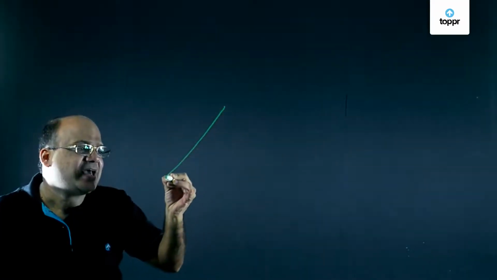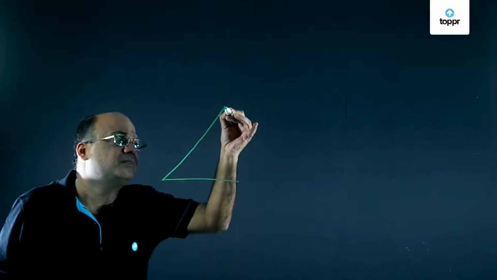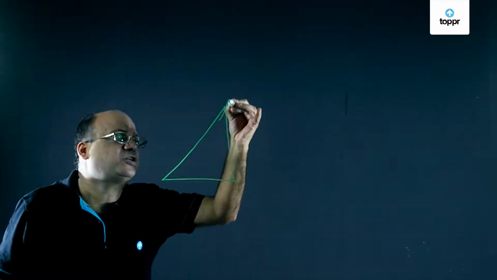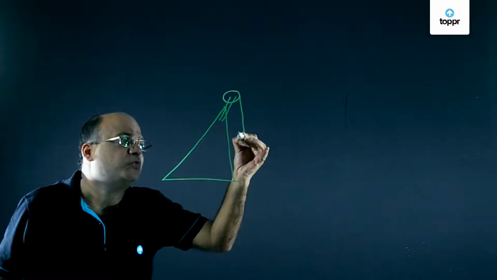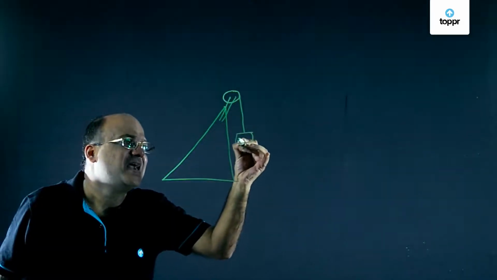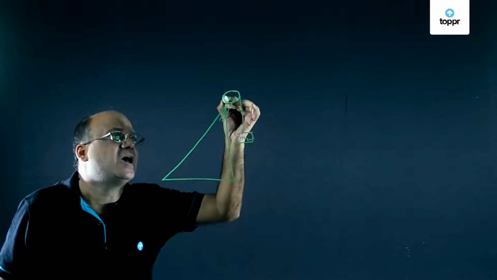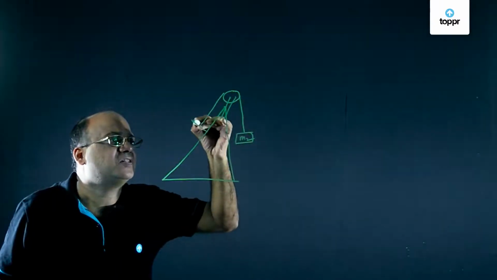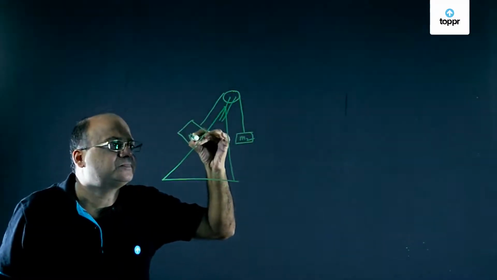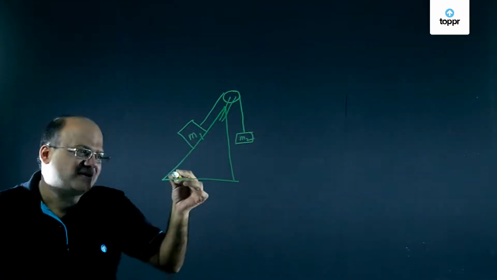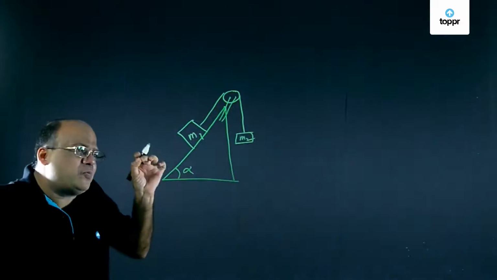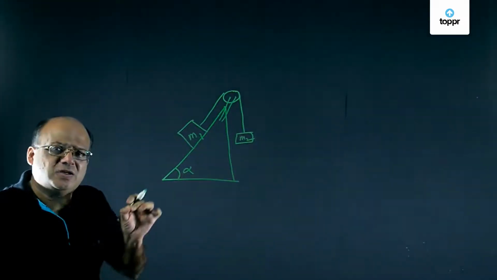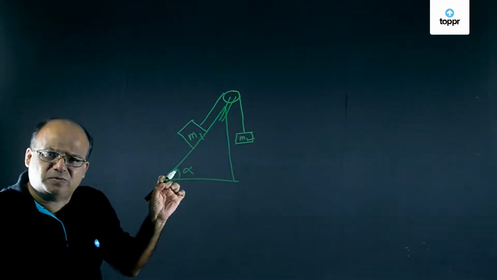Let us look at this problem. This is an inclined plane. There is a pulley at the top of the plane. Mass M2 is hanging here and M1 is on the inclined plane. Let us call this angle alpha. Now we want to find the acceleration of M1 and M2.